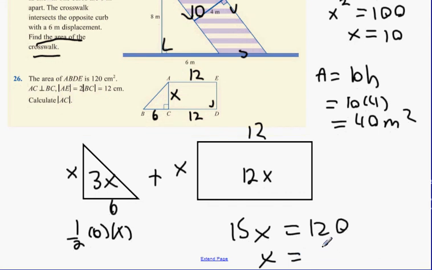No. AC is equal to 8. Not really what you do. Sorry?